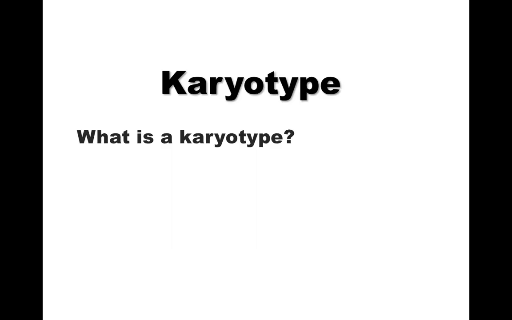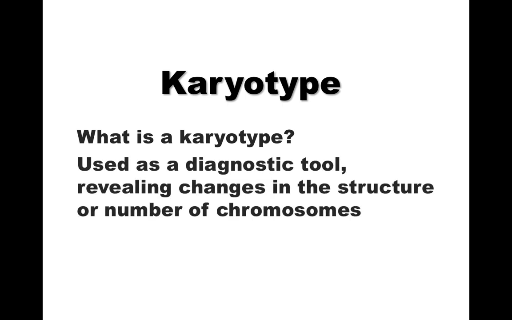So, what is a karyotype? Well, we will learn that a karyotype is a systematized arrangement of chromosomes according to certain criteria that we will learn about very soon. And the karyotype is used as a diagnostic tool to show changes in structure or number of chromosomes. It's like a laboratory test that gives you a result about any changes present in the chromosomes.